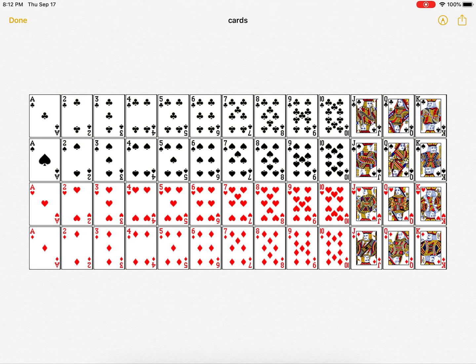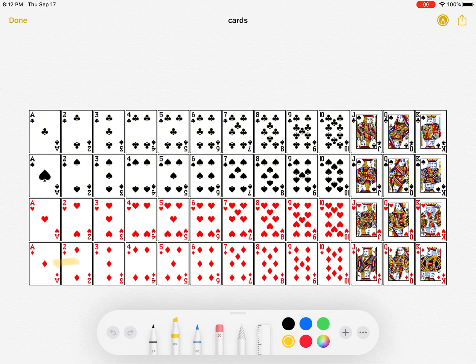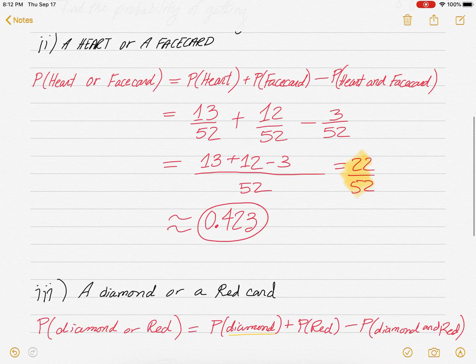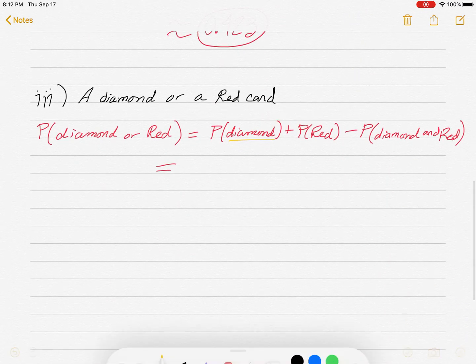Okay, diamonds. Be these ones right here, right? There are 13 of those. So the probability of getting a diamond is 13 out of total 52 cards. Let's write that.